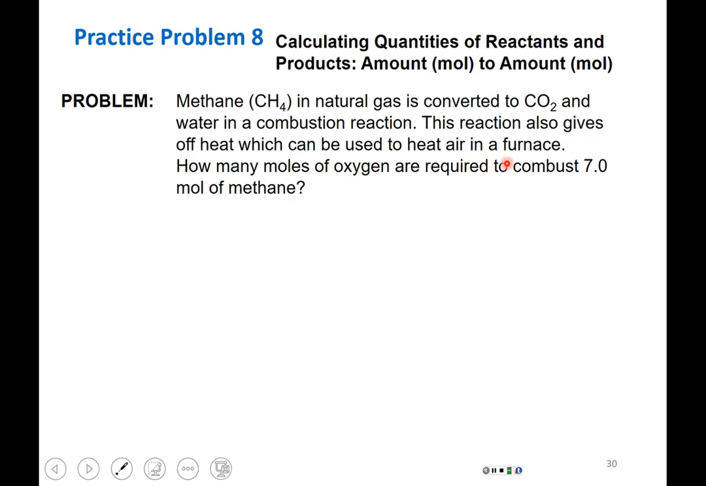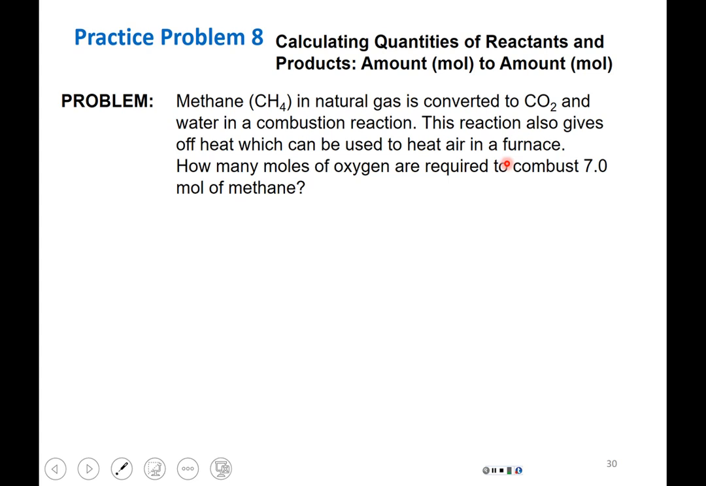So let's try some practice questions. All right, methane is natural gas. It's converted to CO2 and water in combustion. Again, it's a hydrocarbon. This reaction also gives off heat, which can be used to heat air. That's how your furnace works, probably, unless it's really old.